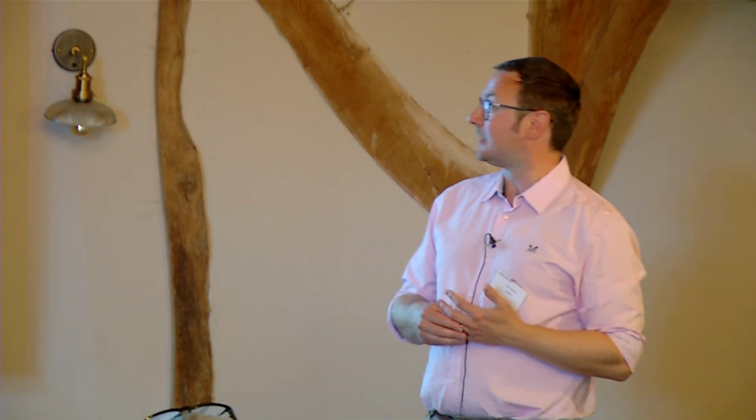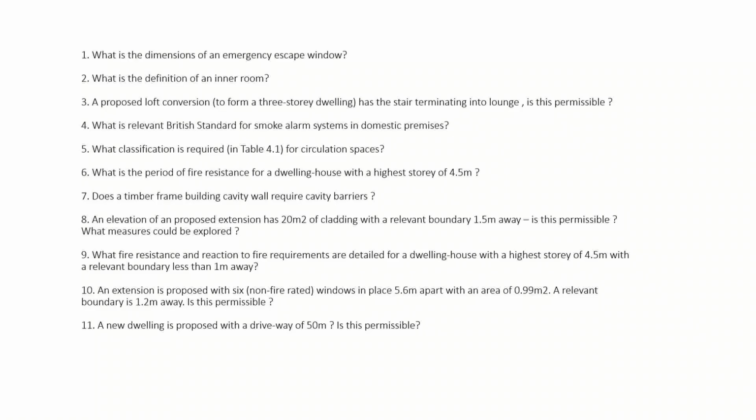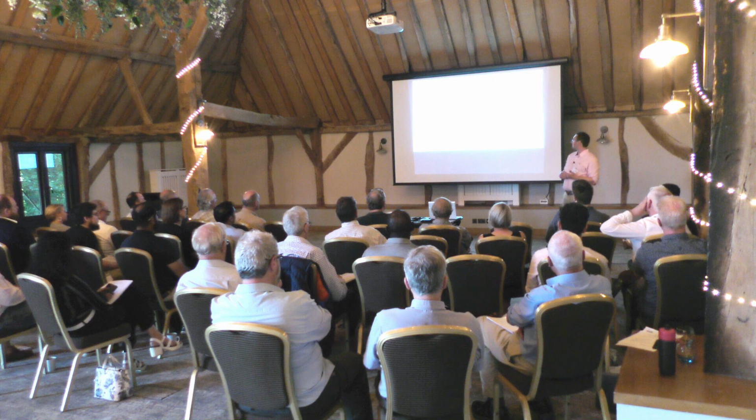What fire resistance and reaction to fire requirements are detailed for a dwelling house with a higher story of 4.5 metres with a relevant boundary less than 1 metre away? So firstly, what's the maximum amount of unprotected area we can have for less than a metre? 1 metre squared. Perfect. And fire resistance, what's the fire resistant requirements for a dwelling house? 30 minutes, perfect. And then reaction to fire requirements would be, tough one, BS3D2 that we're looking at.